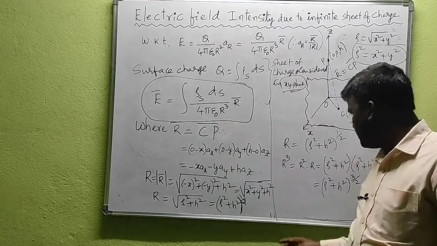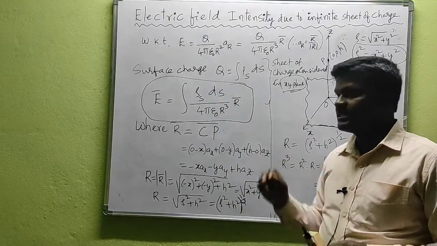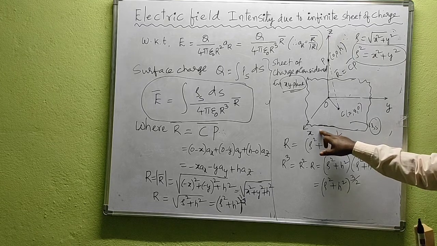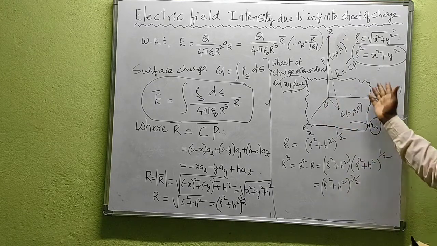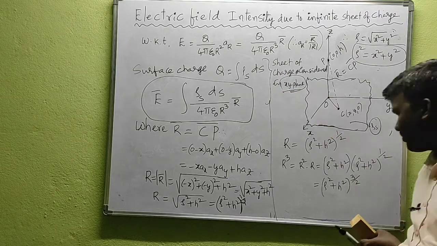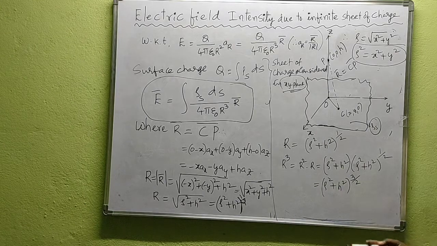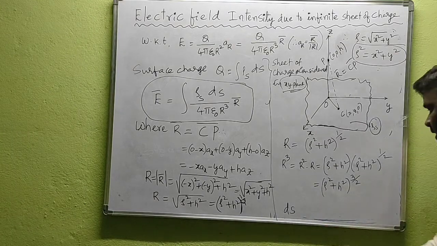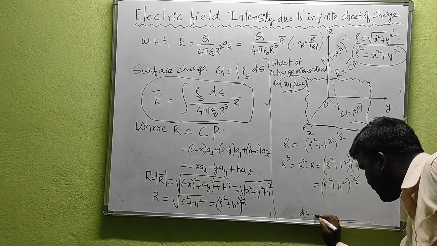And r cube, we already found, and r bar is also over. And what about ds? Here we consider the differential surface area, where you have the surface in the xy plane. That means this plane is perpendicular to what? Z. In the cylindrical coordinate system, as we represented r, we can represent this ds, the differential surface area normal to z.